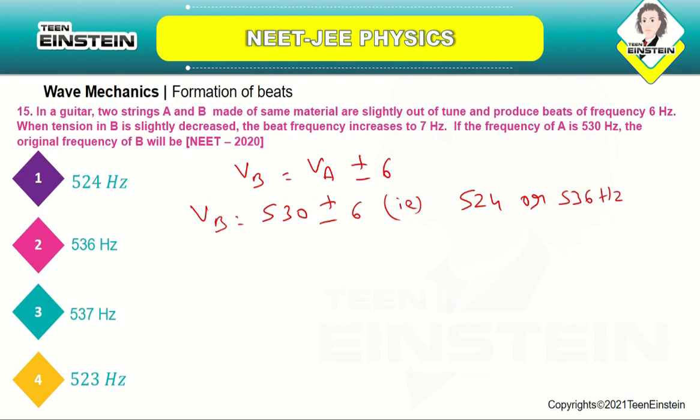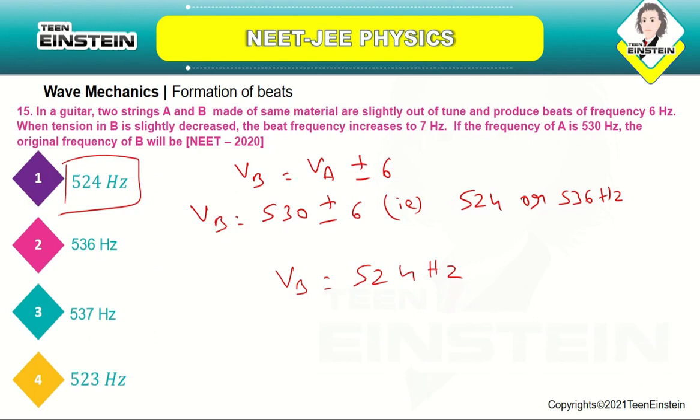Okay, as the frequency of the string is directly proportional to root T, where T is the tension, a decrease in tension would cause a decrease in frequency. So here, since upon decreasing the frequency the beat frequency increases, VB will be equal to 524 Hz. Okay, so the correct answer is option number 1.